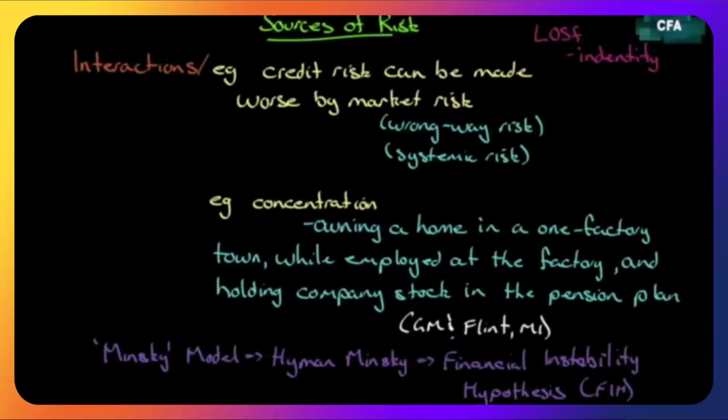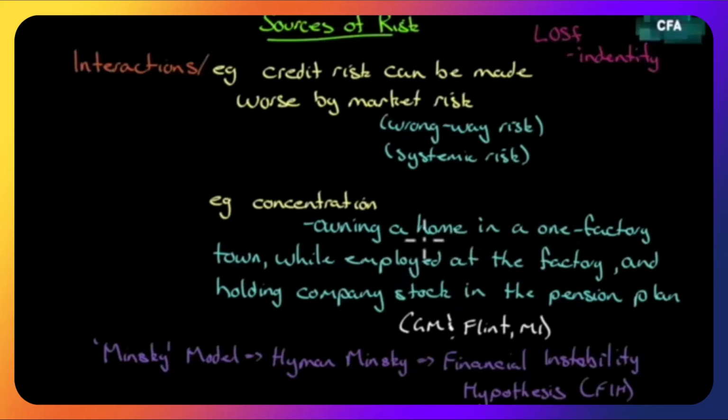And let's look at the interactions between financial and non-financial risk. I give you two examples here. Credit risk can be made worse by market risk. We've already talked about that, sometimes called wrong way risk or systematic risk. Also, concentration is an interaction. Owning a home in a one-factory town while employed at the factory and holding company stock in the pension plan. Look how concentrated you are. It's a one-factory town that you work at.